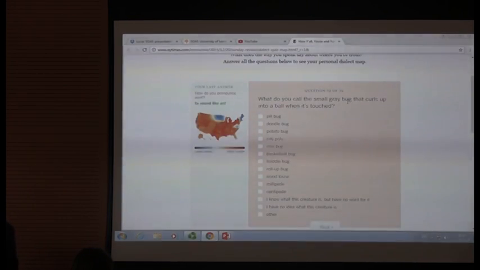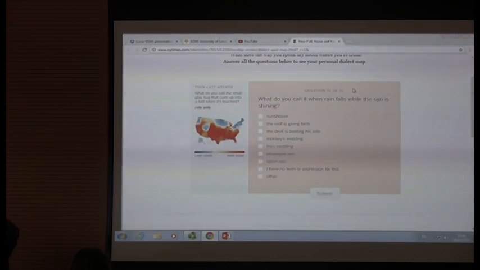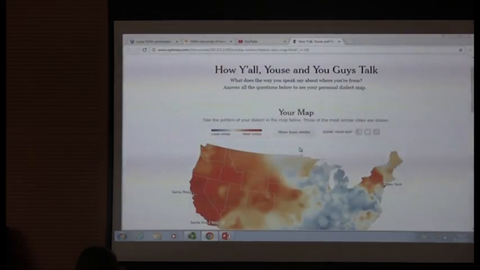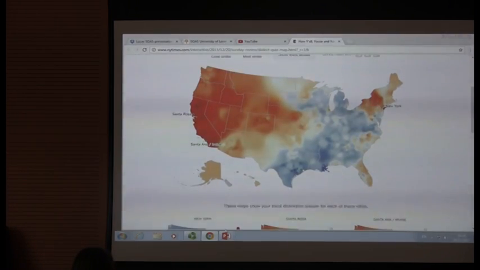What do you call the small gray bug that curls up into a ball when it's touched? Roly-poly. Okay. What do you call it when rain falls while the sun is shining? Sunshine. Okay. Excellent. Thank you very much.